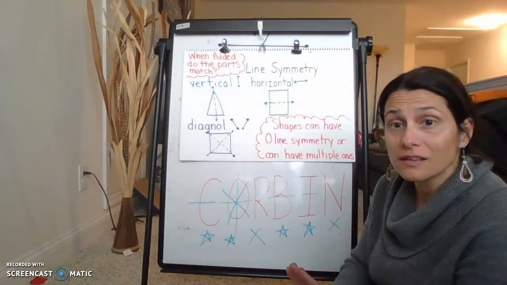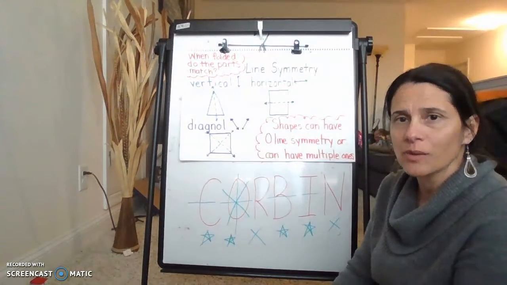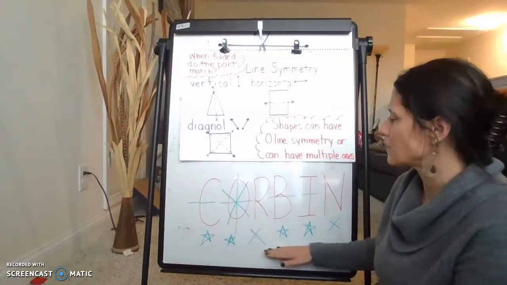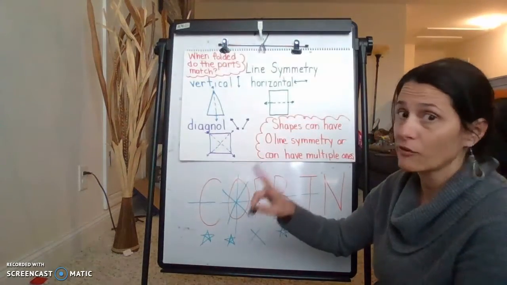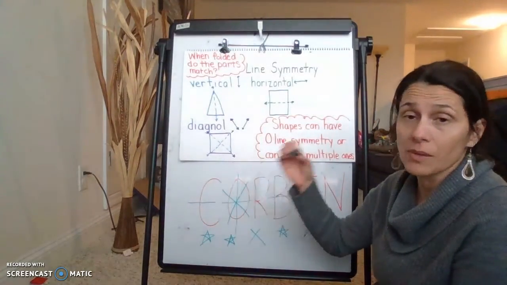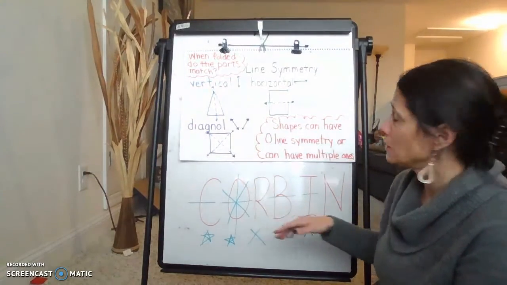So like I said, it's not an assignment, but it's kind of fun to see how many letters in my name have lines of symmetry. And we can see some might only have one, some might have two, some might have zero, some might have a lot.